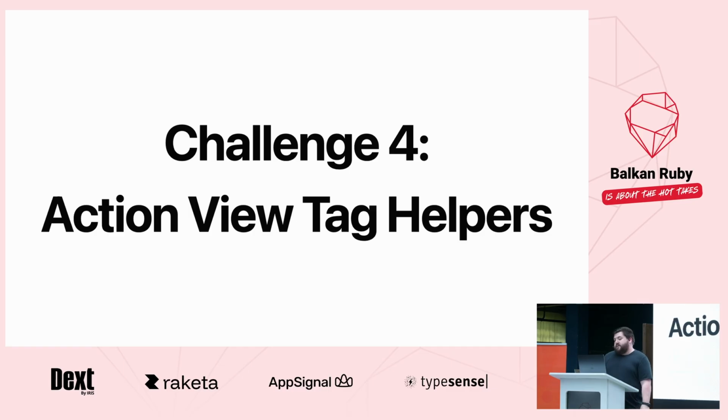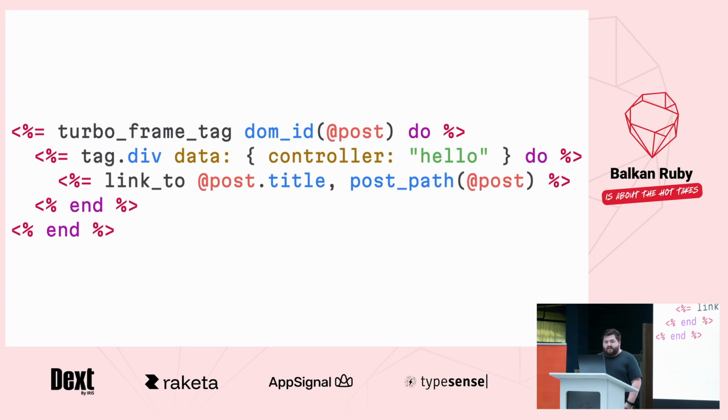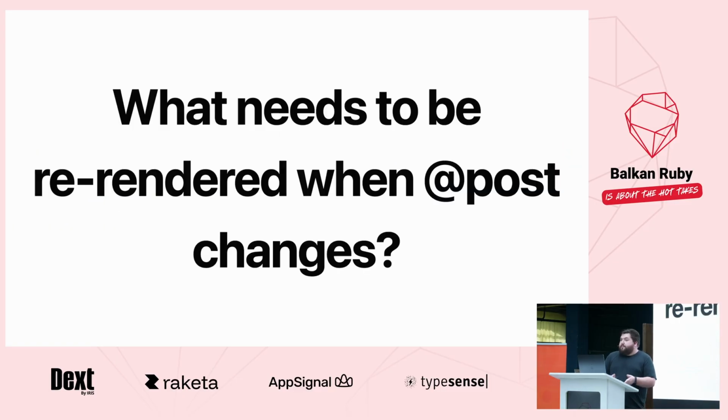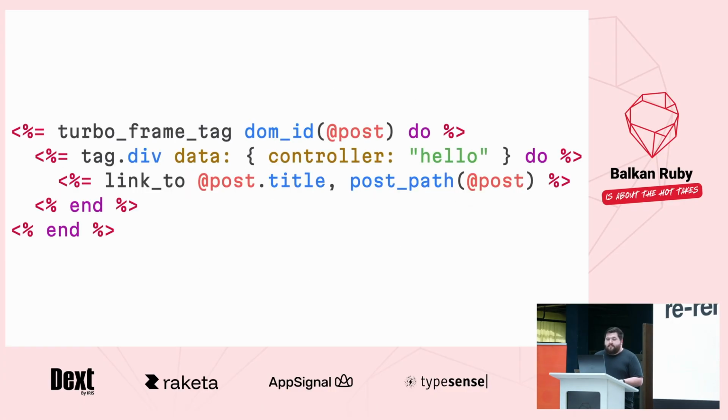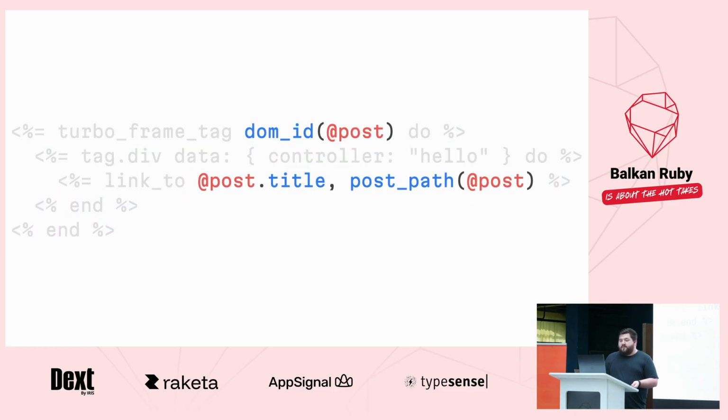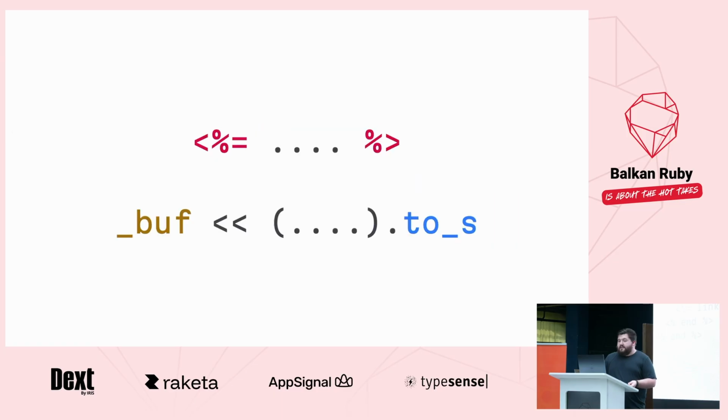The next challenge was action view tag helpers, which, if you haven't seen those, look like this kind of syntax. So you have tag.div, you have link_to, you have turbo_frame_tag. And the question that we need to ask here is, whenever post changes, what do we need to re-render? So if you look at this template again, we can see post is being used in these three places. And we learned earlier that this is our contract: whenever we have an ERB output tag, we return the string.